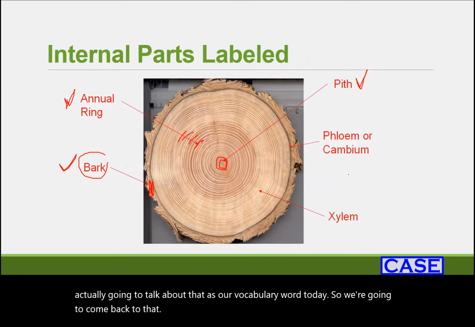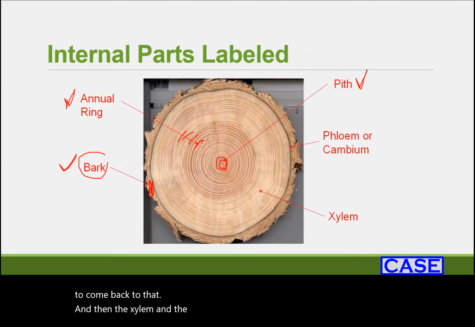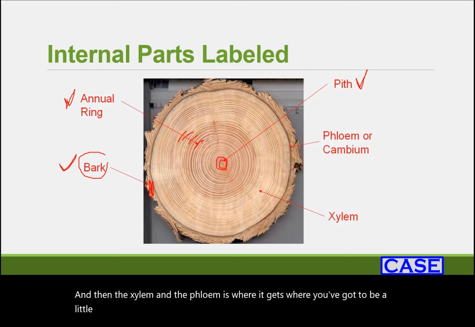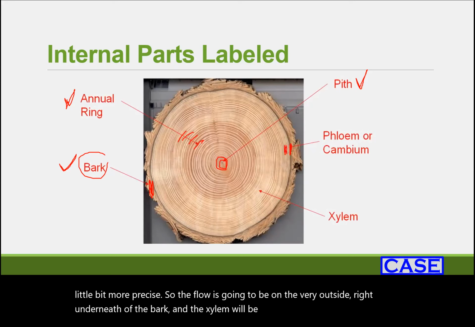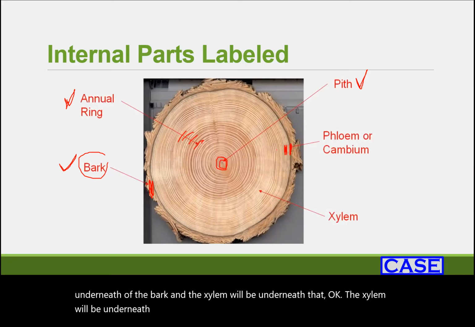And then the xylem and the phloem is where you've got to be a little bit more precise. So the phloem is going to be on the very outside, right underneath of the bark. And the xylem will be underneath that. Now, all of this used to be xylem, but as the tree gets older, it turns into wood.